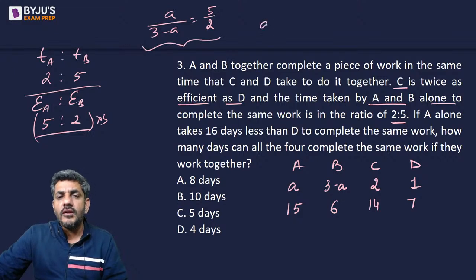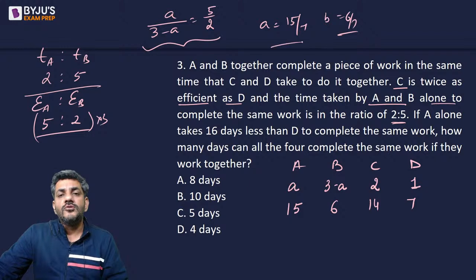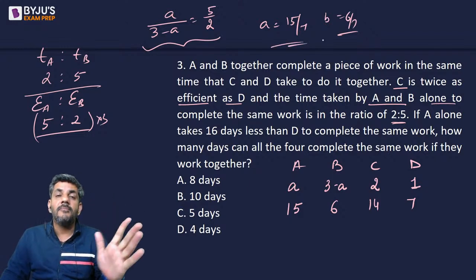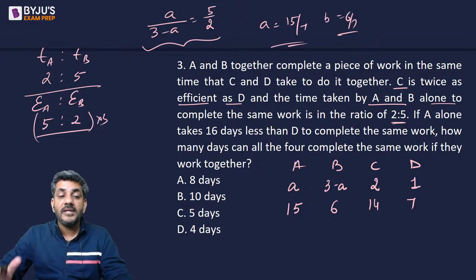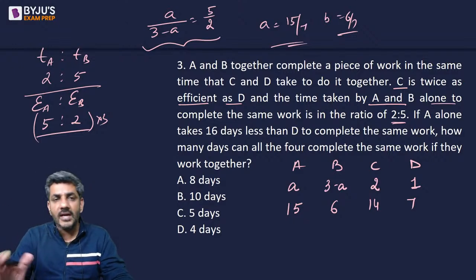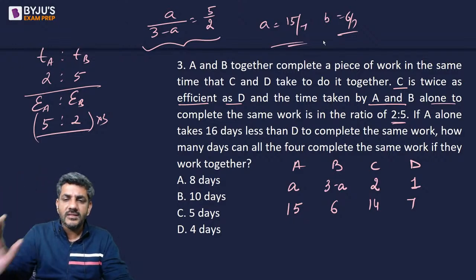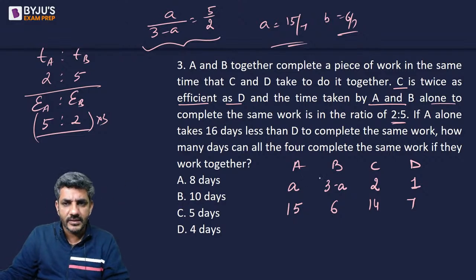उसको आप सॉल्व करोगे तो डेफिनेटली आपका A 15/7 और B 6/7 आ जाएगा. So just to avoid fractions, we can multiply all of them by 7. Their efficiencies are 15/7, 6/7, 2 and 1. Just multiply them by 7, they become 15, 6, 14 and 7. So that's what I have done over here. So either of the methods, whichever is comfortable to you, you can use it.